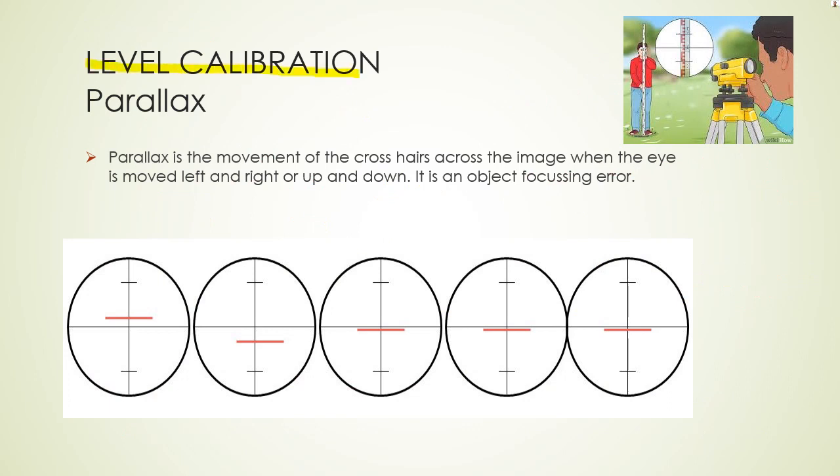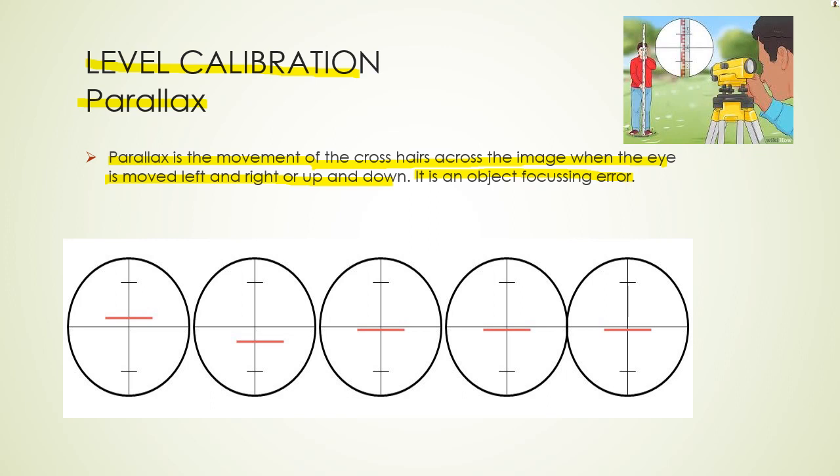Lastly, we're going to look at the parallax. That is another error of the instrument. Parallax is the movement of the crosshairs across the image when the eye is moved left and right or up and down. It is an object focusing error.